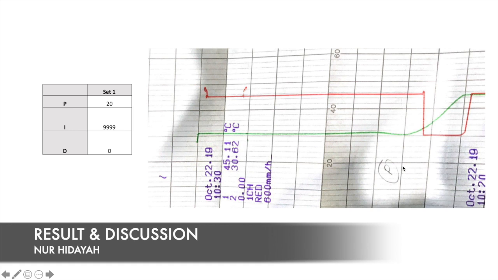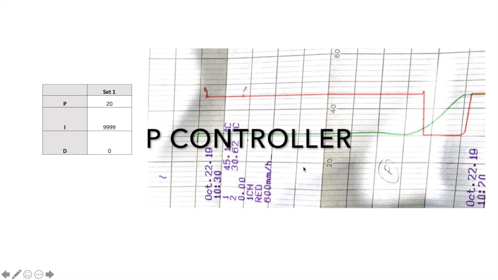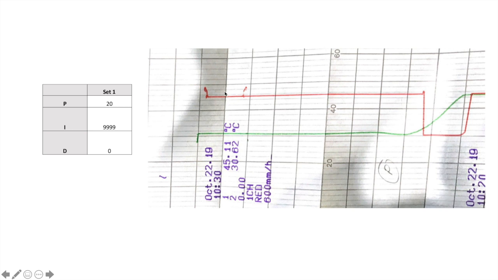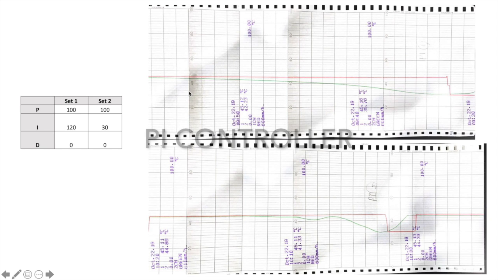Hi, my name is Nur Hidayah and I will be presenting the results and discussion for this experiment. As we can see here, this is a graph of the response when we are using a P controller. We can see that the set point of this experiment is 45 degrees Celsius. However, when using the P controller, the response did not achieve the set point, reaching only 30 degrees Celsius. So, the next objective is using the PI controller.